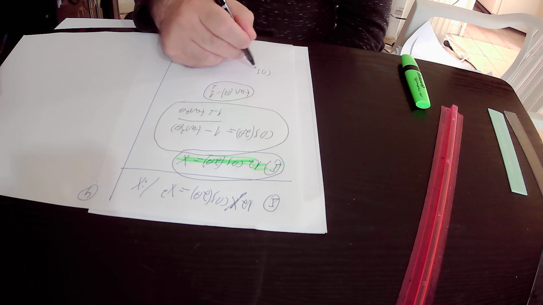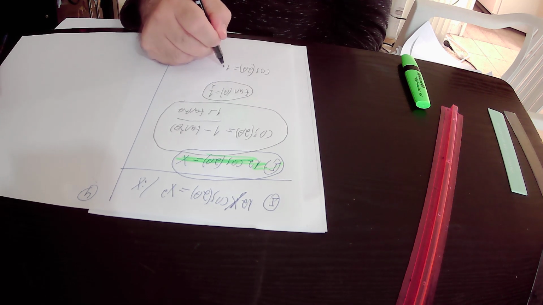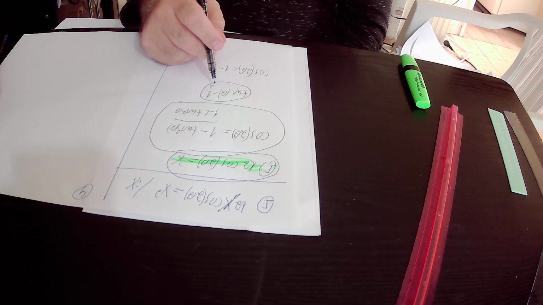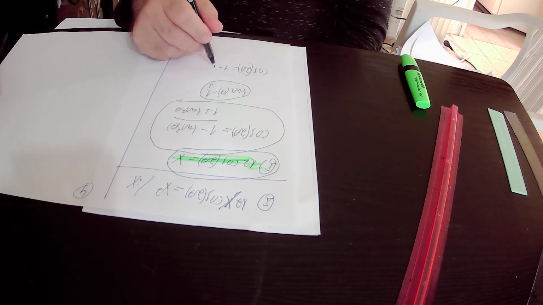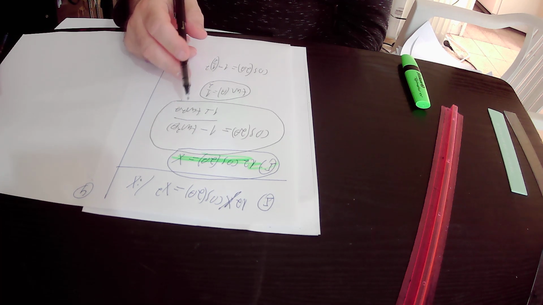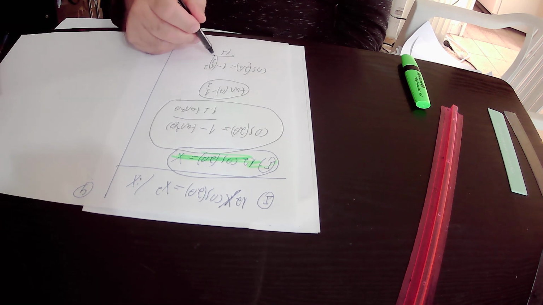cosine 2 theta equals 1 minus tangent square theta. If tangent theta equals 1/2, tangent square theta will be equal to 1/2 squared. So in the numerator we have 1 minus 1/2 squared over 1 plus tangent square theta, which is 1/2 squared. Okay?